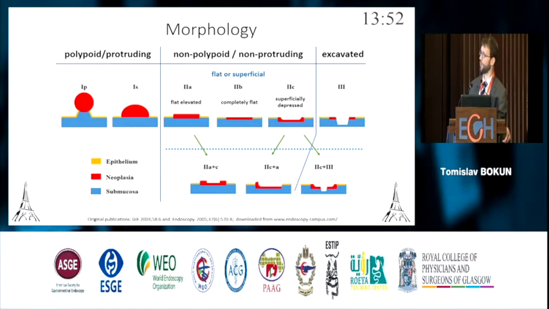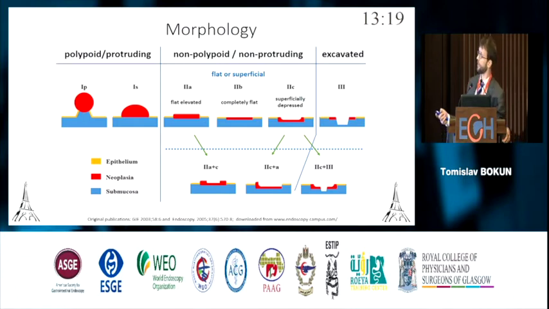So first, morphology. We use the Paris classification that was developed in 2002 and updated in 2005. And we speak about polypoid protruding lesions, so pedunculated polyps and sessile polyps. And then we speak about non-polypoid, non-protruding, so flat or superficial lesions: 2A is flat elevated, then they can be completely flat, like 2B, and then superficially depressed, 2C. There are some combinations of these, and they can also be excavated.